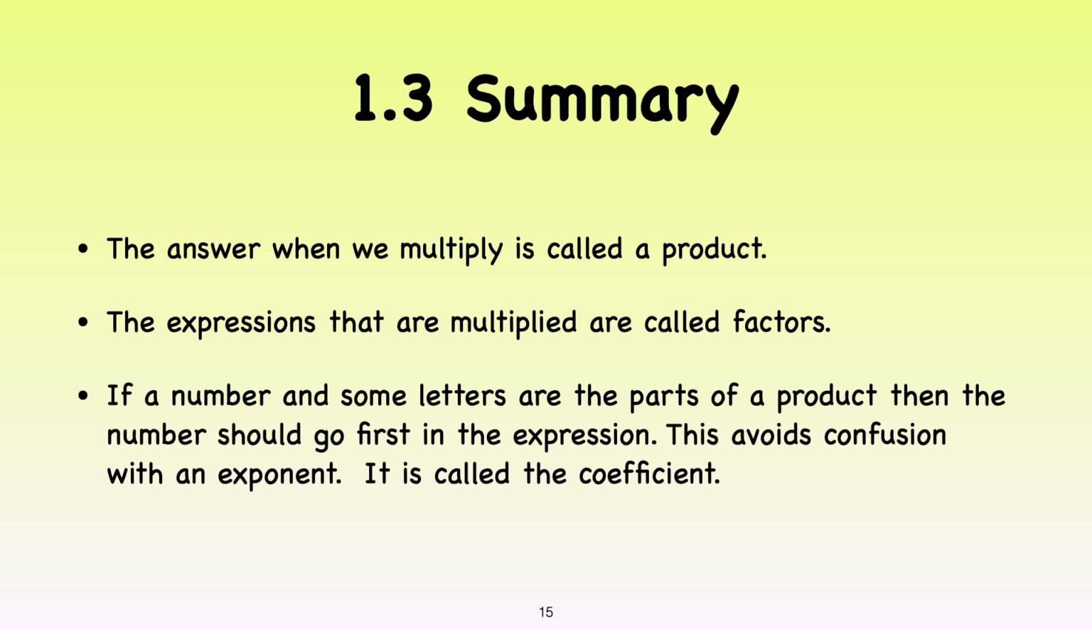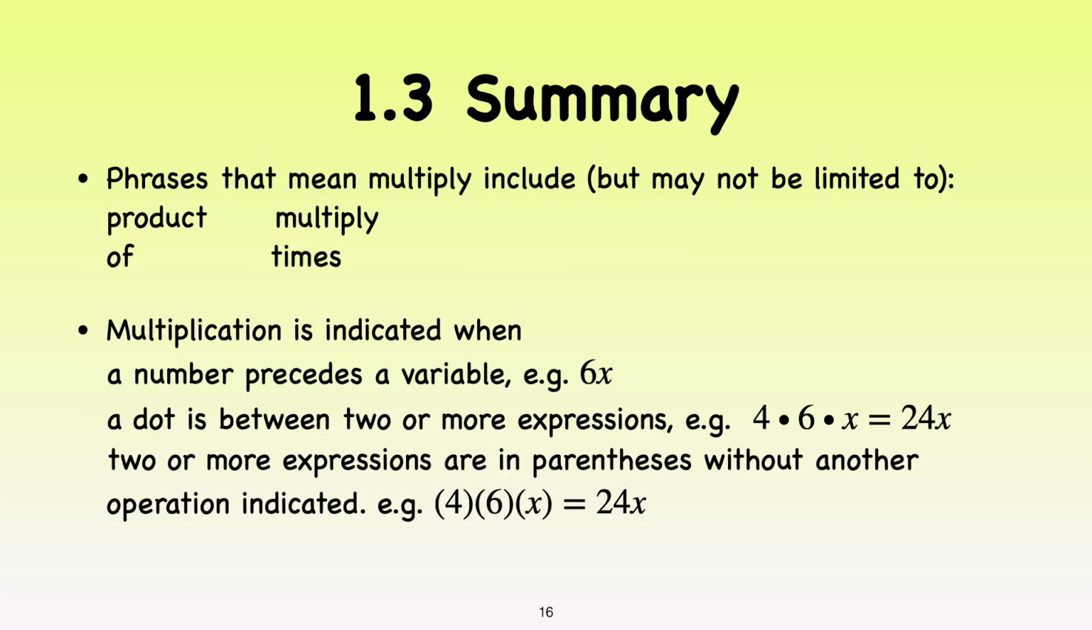Let's summarize this lesson. The answer when we multiply is called a product. The expressions that are multiplied are called factors. If a number and some letters are part of a product, then the number should go first in the expression. This avoids confusion with an exponent. The number out in front of the expression is called the coefficient. Phrases that mean multiply include, but may not be limited to, product, multiply, of, times.